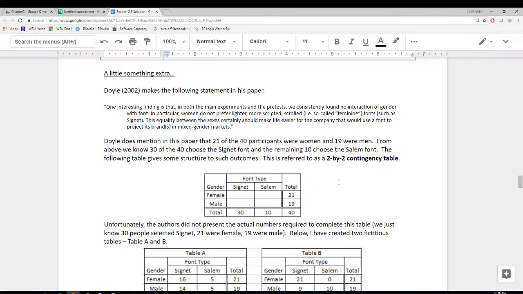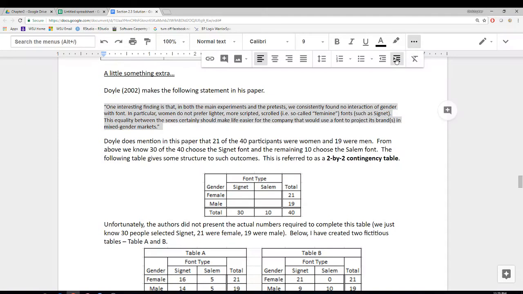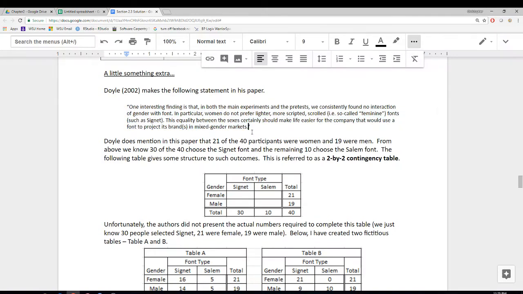Okay, let's talk a little something extra here. We're actually going to talk about this again in Chapter 4, but let's mention it now because it was mentioned in this article. Let me read this quote: "One interesting finding is that in both the main experiment and the pretest, we consistently found no interaction of gender with font.